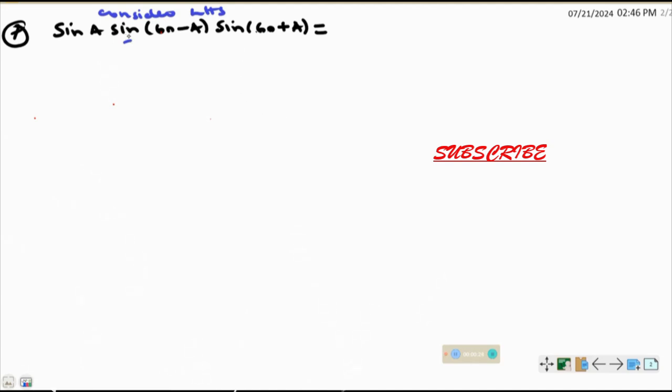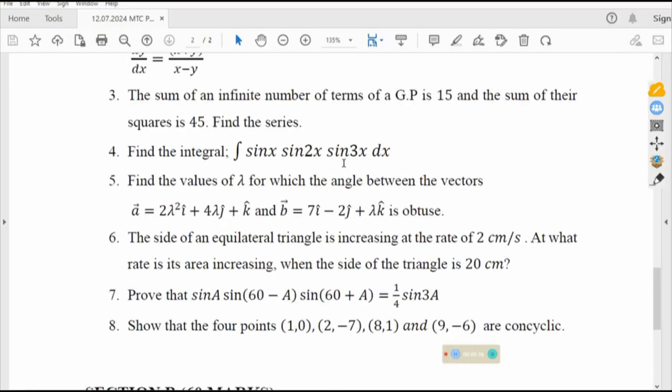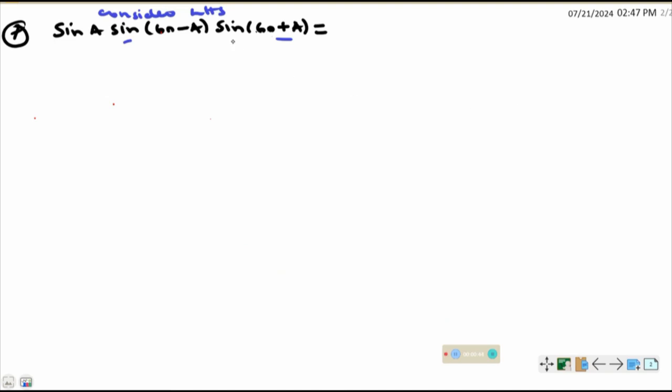We shall first of all consider the left hand side, that is sine of A times sine of 60 minus A, then times sine of 60 plus A. We need to prove that the left hand side is equivalent to a quarter sine of 3A. Since that is our interest, before we look at how best we can handle sine of 60 minus A into sine of 60 plus A, it is important that we recall some identities.